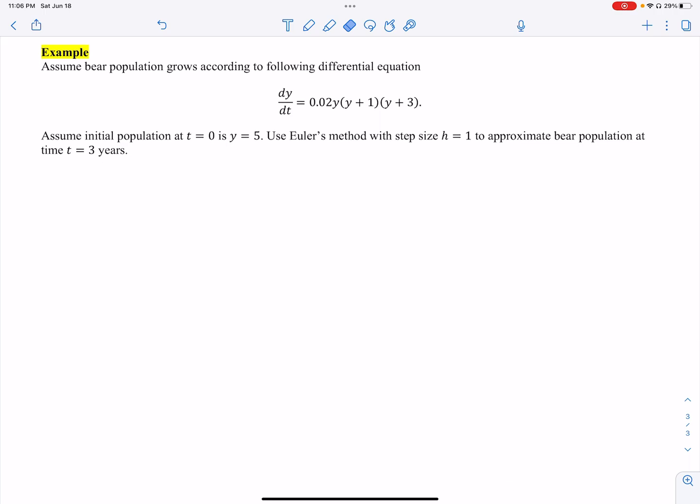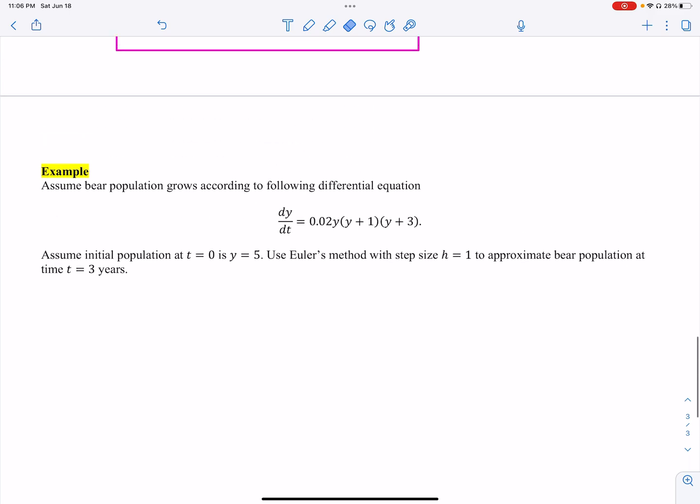Assume bear population grows according to that differential equation. T being time, maybe y is the population. We have no idea. Assume initial population at t equals 0 is y equals 5. Use Euler's method with step size h equals 1 to approximate bear population at time t equals 3 years.